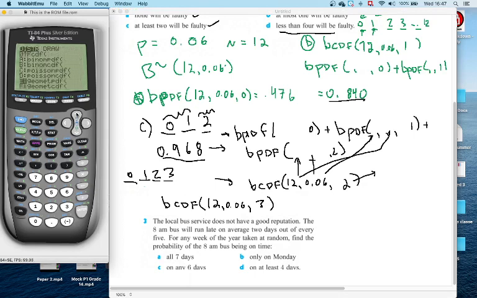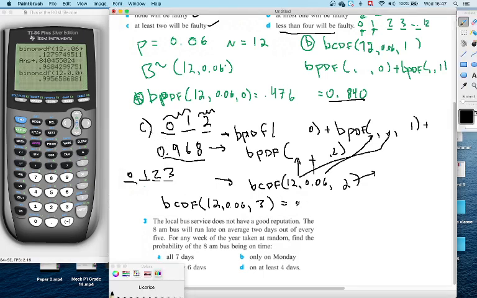So we go back to Binomial Cdf. I have 12 trials. This changes to 0.06. And the x value, well, we want to know 0, 1, 2, and 3. We want to add up all the probabilities. And if I press enter, I get 0.995 or 0.996 to 3 significant figures.